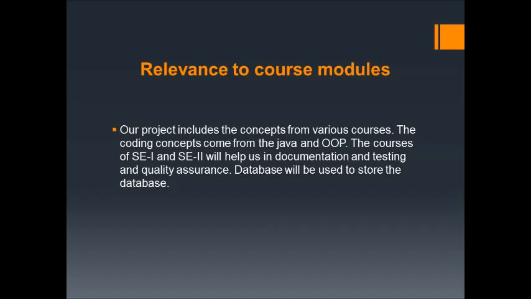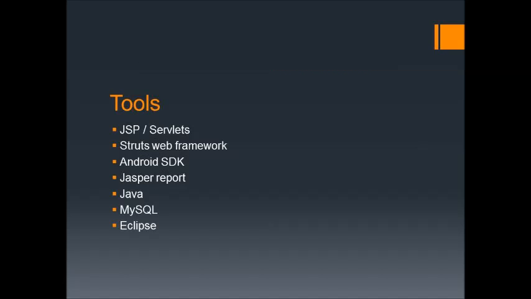Relevance to course modules. Our project includes concepts from various courses. The coding concepts come from Java and OOP. The courses of Software Engineering I and II will help us in documentation, testing and quality assurance. The database will be used to store the data. Tools for the project: JSP, Servlets, Struts Web Framework, Android SDK, Jasper Report, Java, and Eclipse.